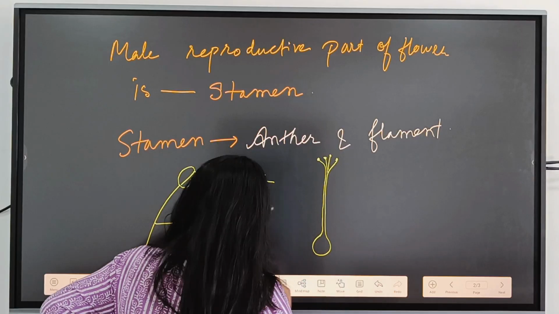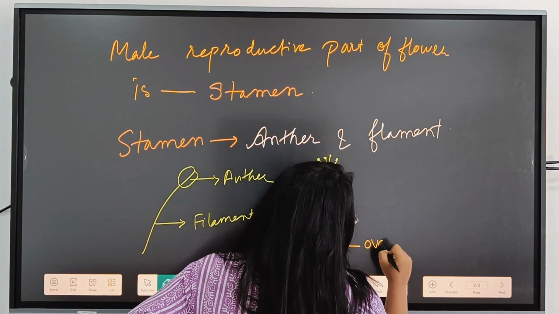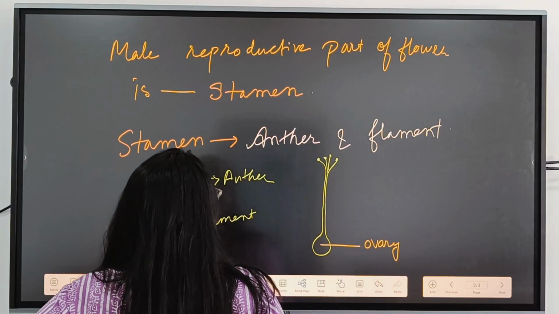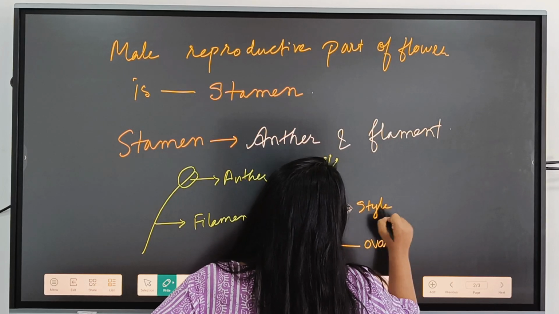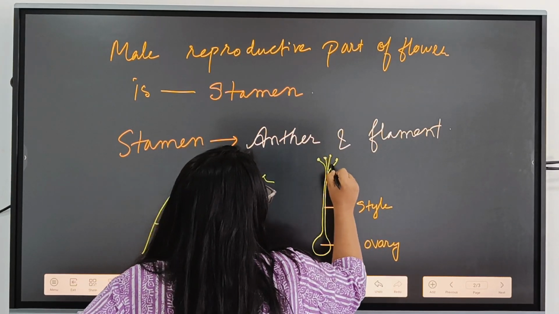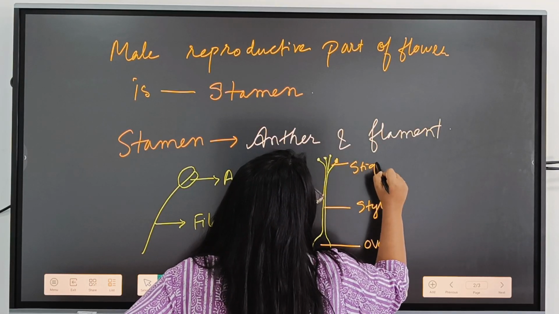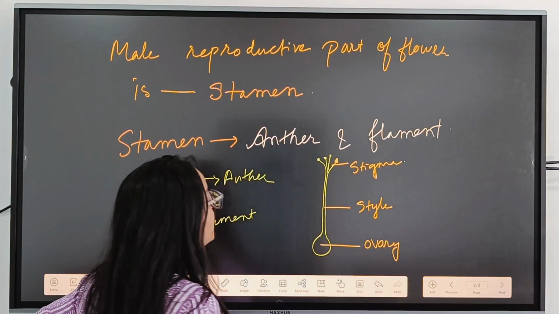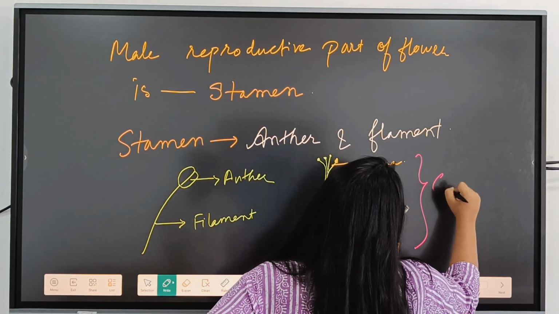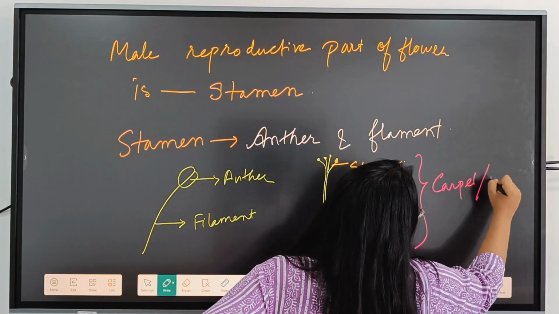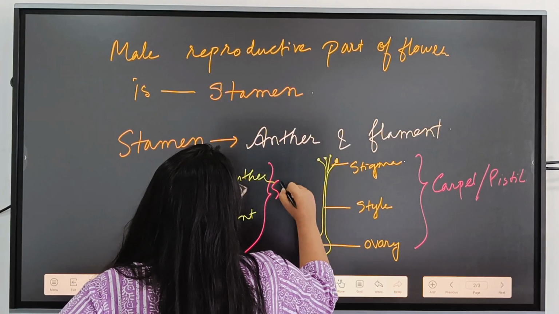So this basal swollen part is known as ovary. This stalk-like structure is known as the style, and this one is the stigma. So together it is called carpel or pistil, and together it is called stamen.